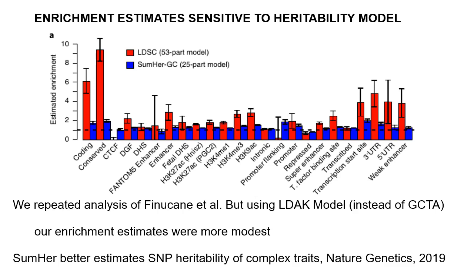We compare in red the estimates of enrichments obtained assuming the GCTA model, while blue are the estimates obtained by assuming the LDAC model. And what we see is the estimates assuming the LDAC model are generally much more modest. For example, under the GCTA model, conserved are estimated to be 9-fold enriched, whereas under the LDAC model, they're estimated to be only 2-fold enriched.